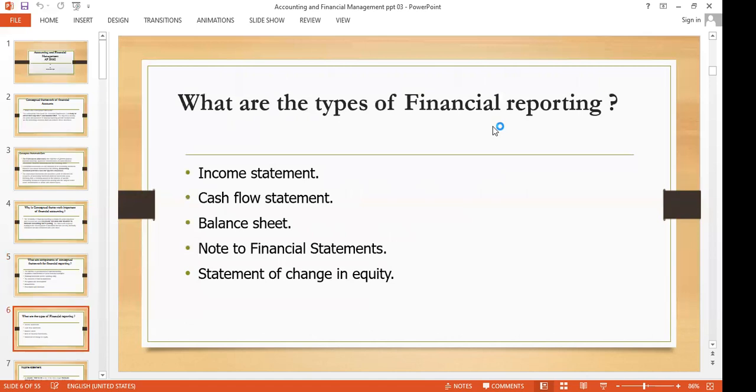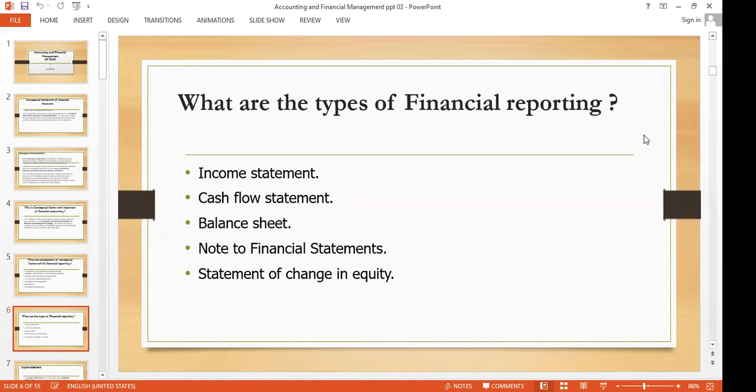These are the types of financial reporting. I told you in an earlier session we have five. We prepare five financial statements at the end of the year and during the period. First one is the income statement. Second one is the cash flow statement, and then the balance sheet, and any other fund flow statement. Then notes to financial statements, and statements of change in equity.